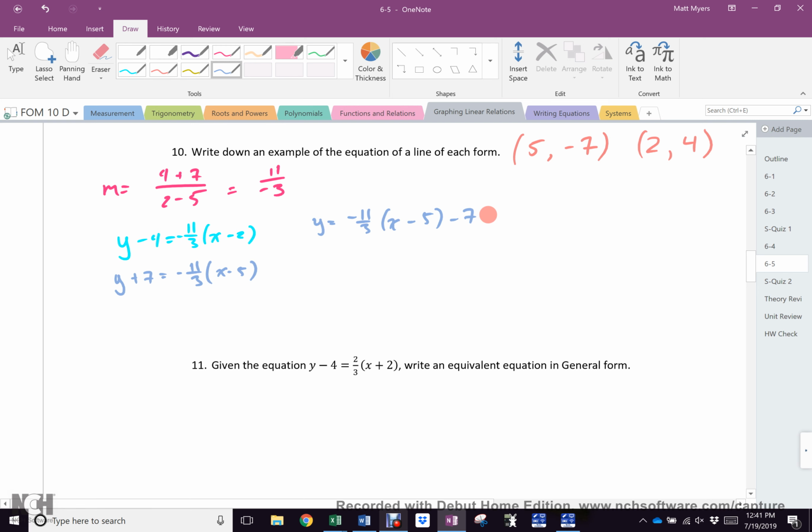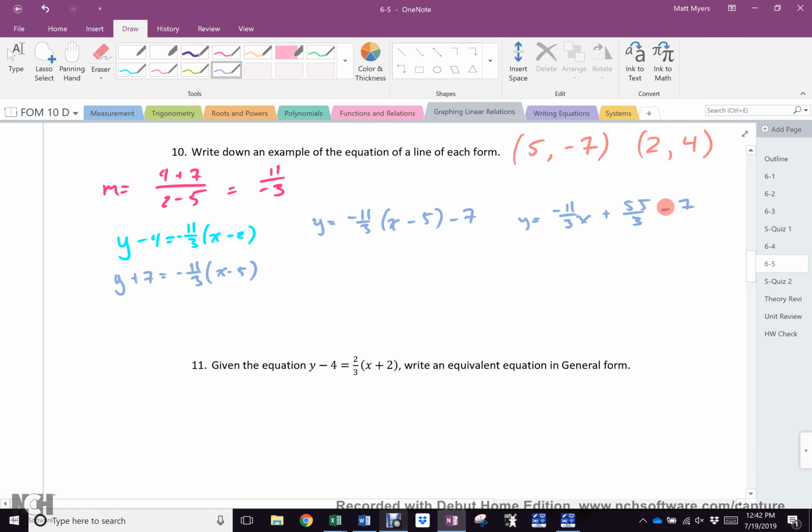Is that slope-intercept form yet? How would that look like slope-intercept form? What has to disappear? The brackets. How do I get rid of those brackets? Starts with a D, ends with an E, has distribute in the middle. Distribute. y equals negative 11 thirds x plus 55 over 3. Barf! And then minus 7.